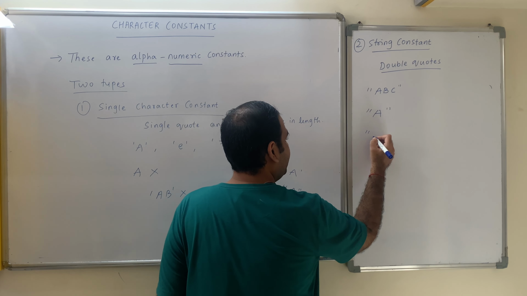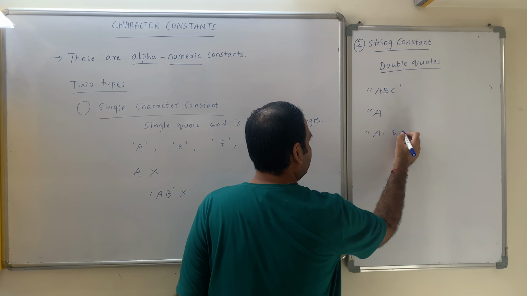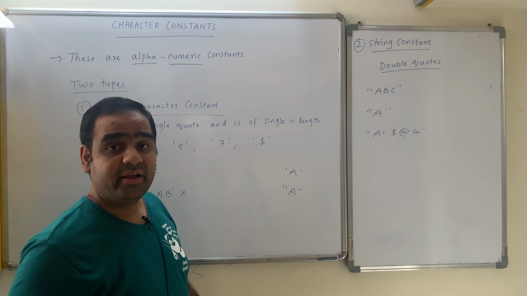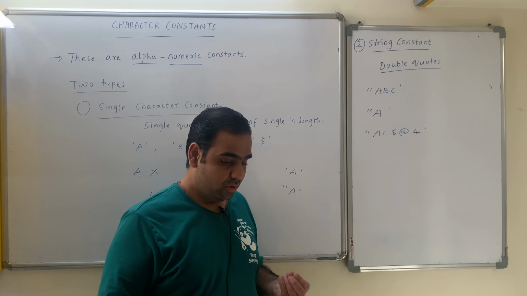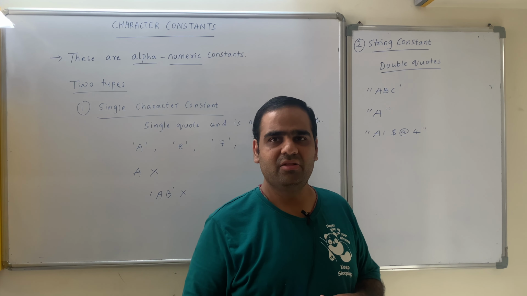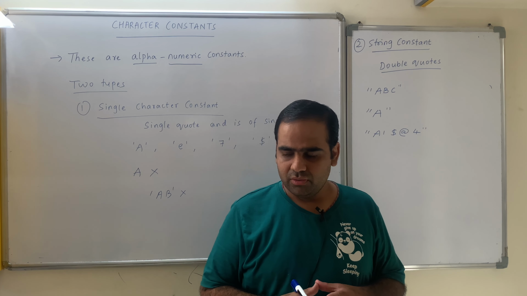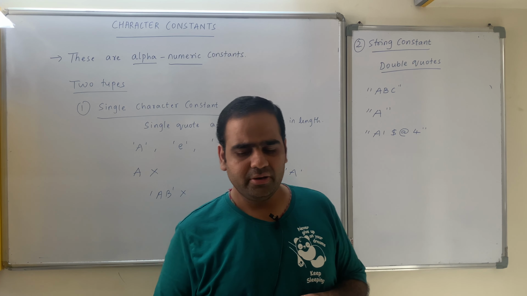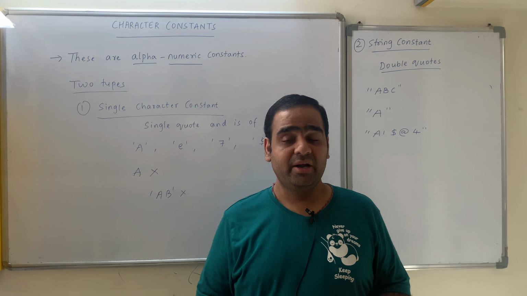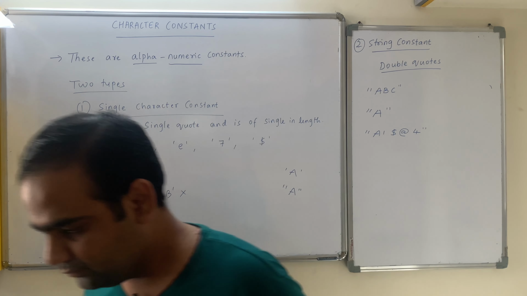You can even write A1$4. This is a string. Anything written in double quote is a string. More about the strings we'll study in the strings chapter as well as in string processing. So these are the different types of constants. Let's quickly summarize it and we will wind up this video.